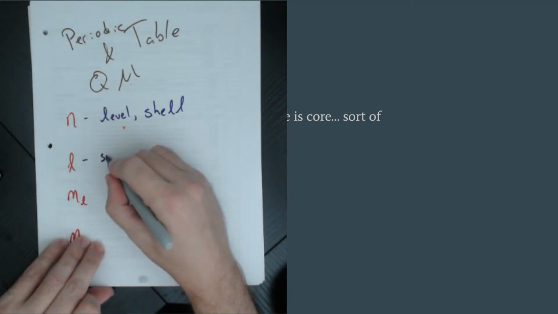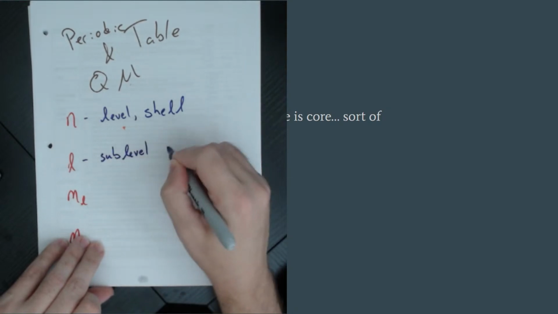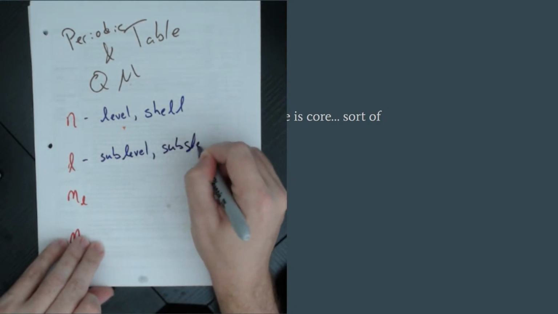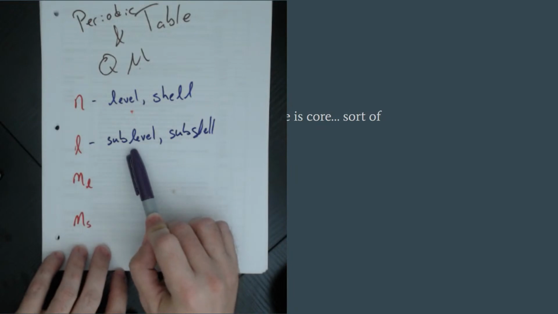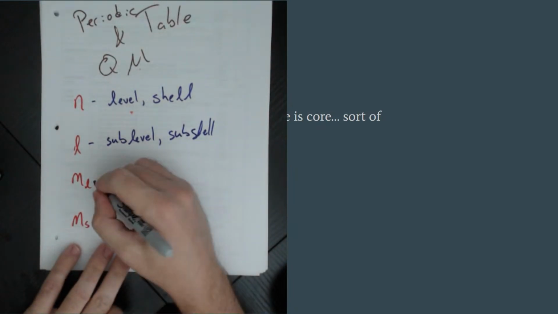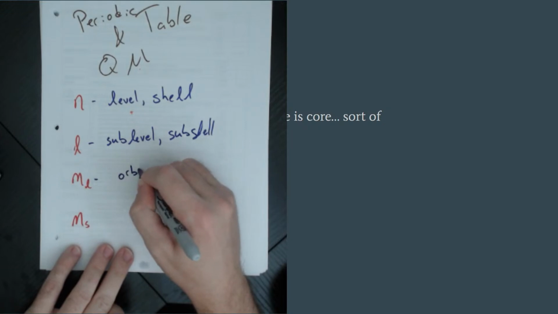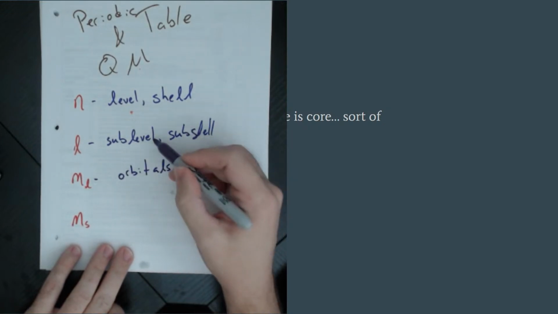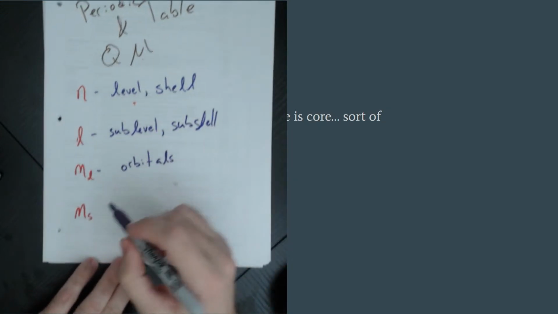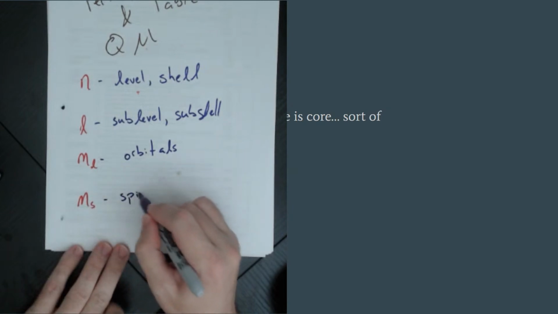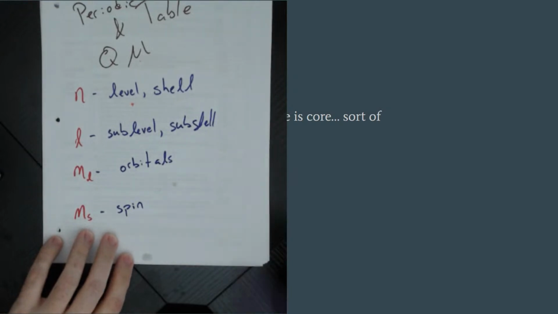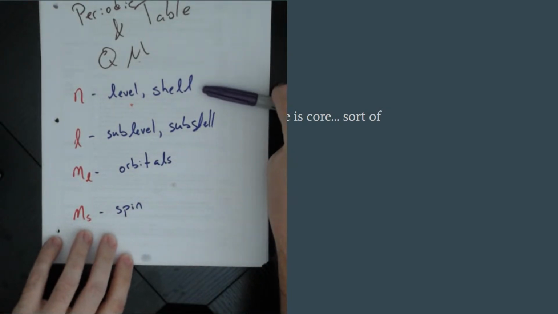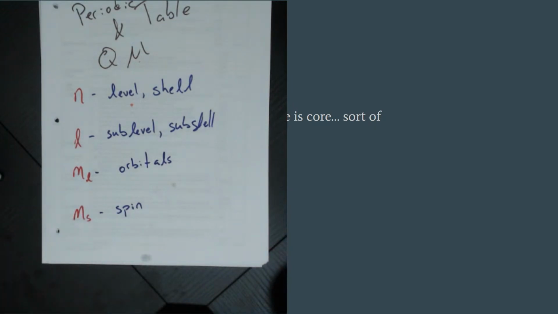Then we have sublevel or subshell, which is l. That is a subdivision of n. So every level is made of at least one sublevel. Then we have orbitals, so every sublevel is made up of at least one orbital, and then just spin. So the electron either has spin up or spin down. And the outermost level of the atom is where you find the valence electrons.